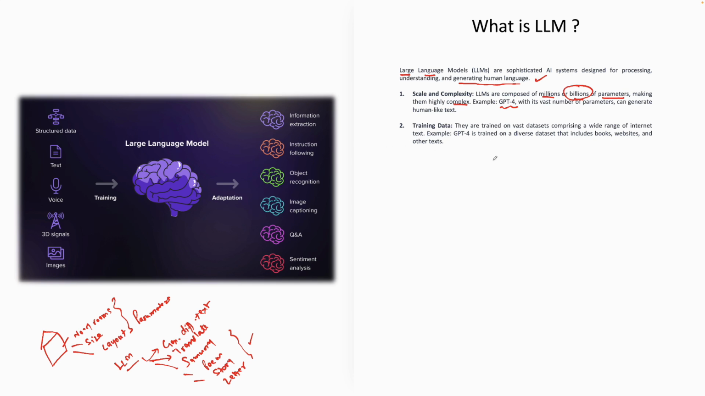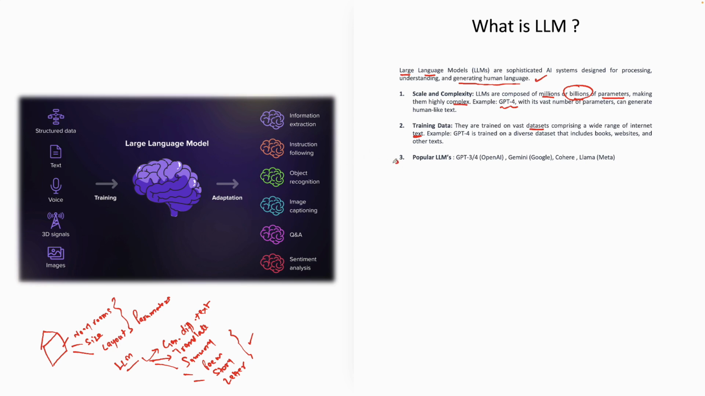They are trained on vast data sets, comprising a wide range of internet text. I think we already studied in GPT-3, GPT-4 that these models are not simply given some training data, sample data. No, they are trained on a vast amount of data. Like they would be trained on all the articles from Telegraph, all the articles that are there on Wikipedia. An example is GPT-4, which is trained on a diverse data set, which includes books, websites, and other text. So we already studied about it.